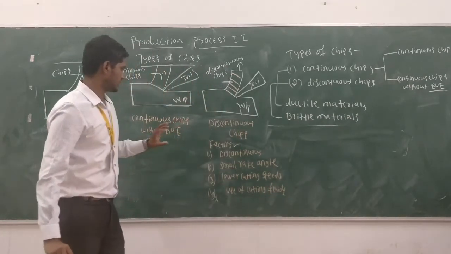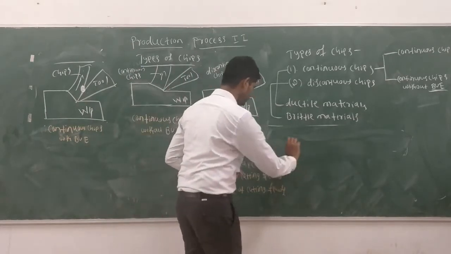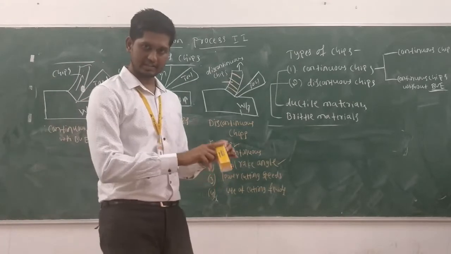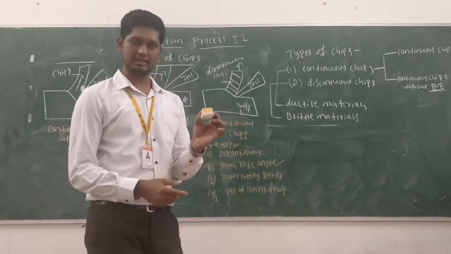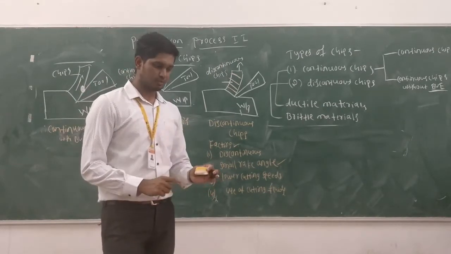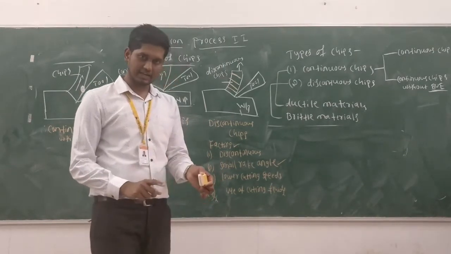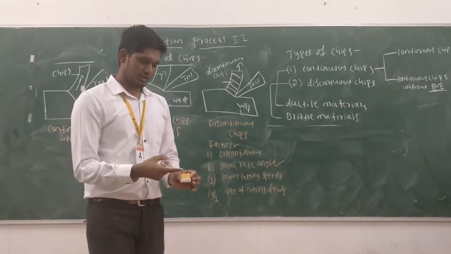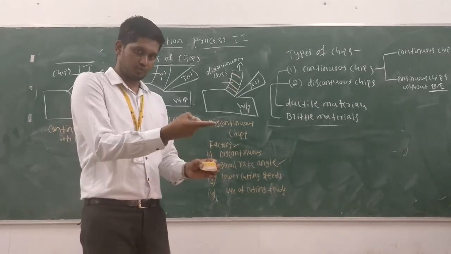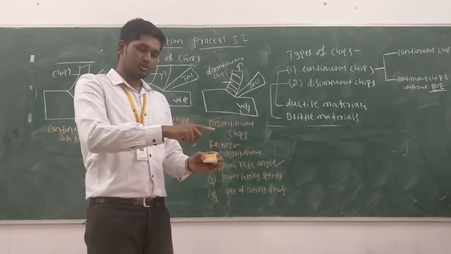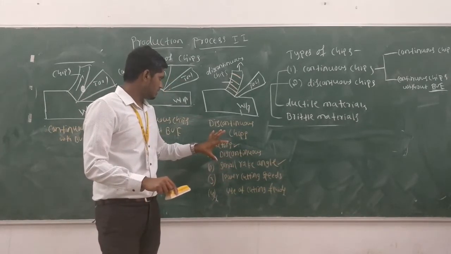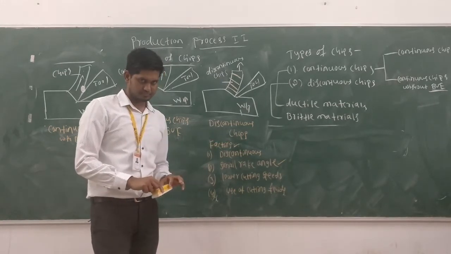Let me see one by one. First is the small rake angle. As I have explained, this is the rake surface. If you imagine this is a single point cutting tool, this top surface we call the rake surface. The rake angle means, this is the back rake angle, and this is the side rake angle. Whenever this single point cutting tool comes in contact with the workpiece, the chip starts to flow in this direction, and the chip falls on the rake surface.